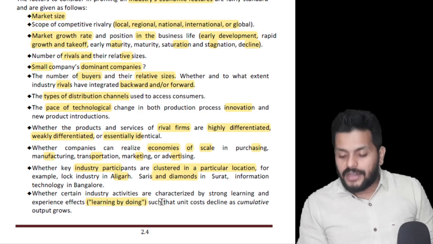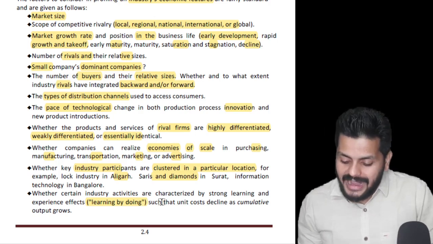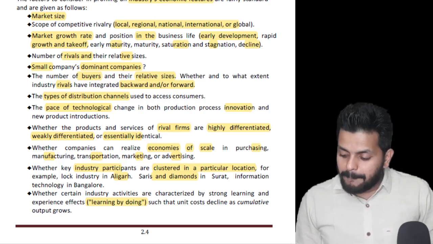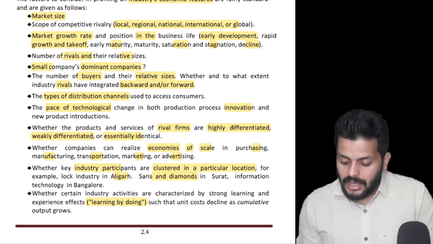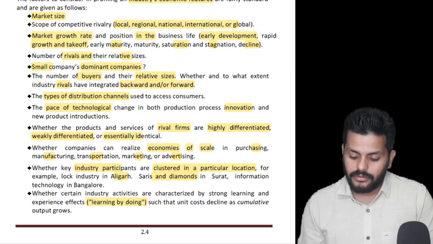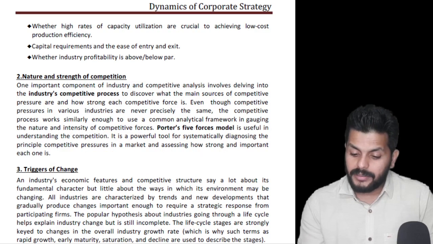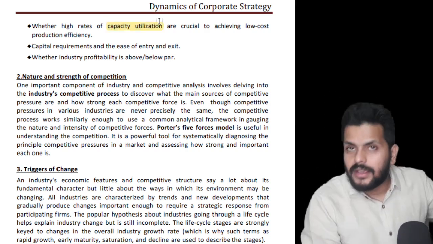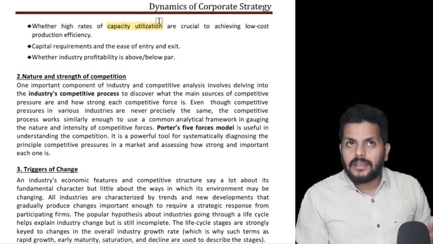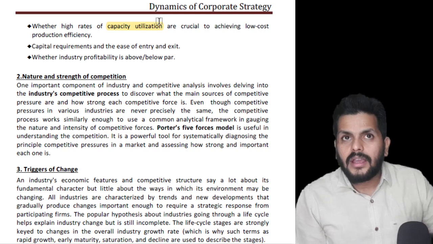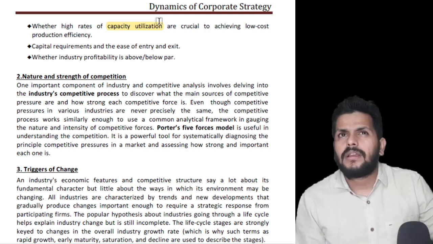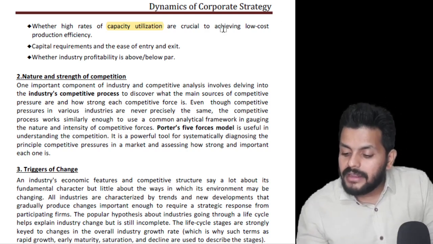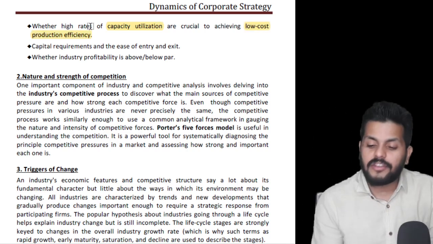Now, is that possible in your industry? That also you can check. Whether certain industry activities are characterized by strong learning aspects, so that the cumulative per unit cost will decline. Those are the points down there. Then a couple more points. Whether high rates of capacity utilization. High rate of capacity utilization means, like right now you're working at 60% capacity. If I increase my capacity to 70% or 80%, will I be able to produce more? Obviously, yes. But will my cost also remain the same? Like that, we have to compare and see whether it will be crucial to achieving low cost production efficiency.